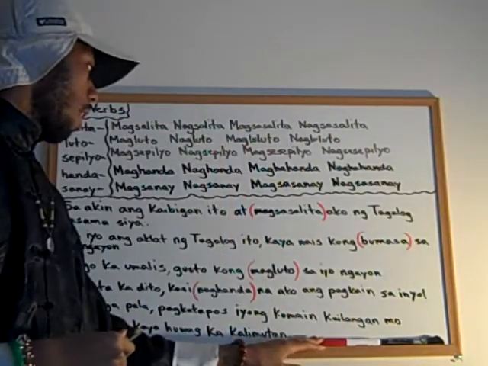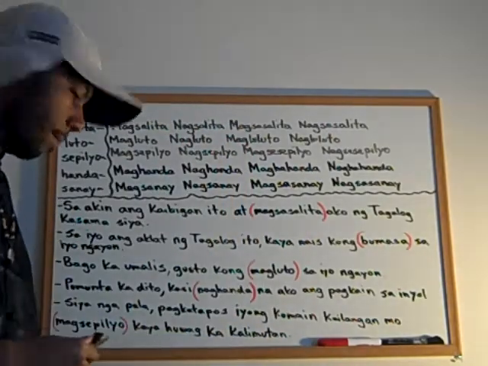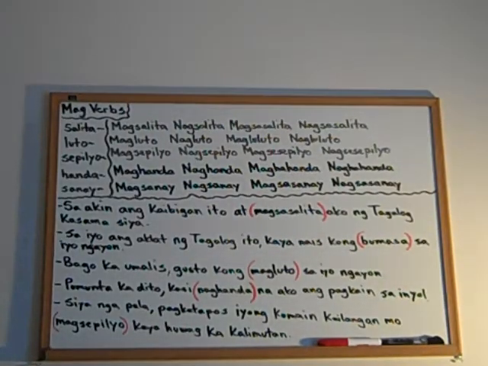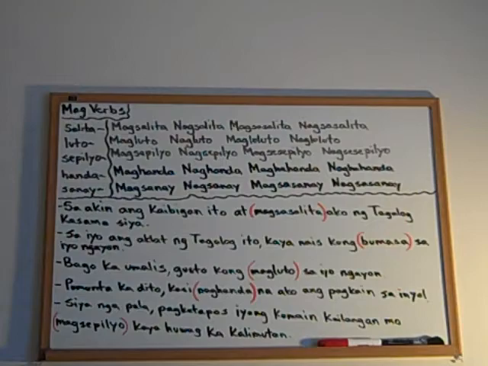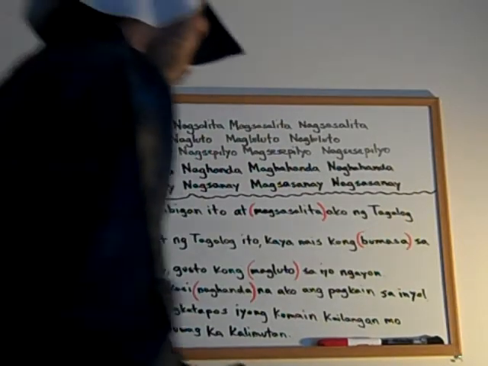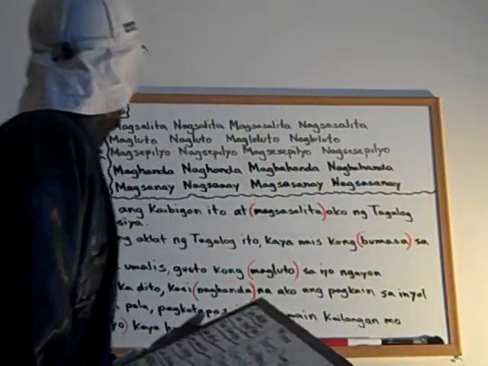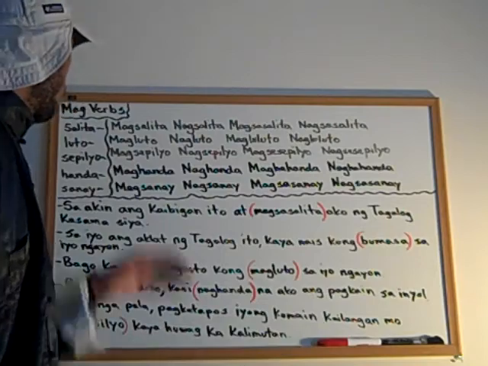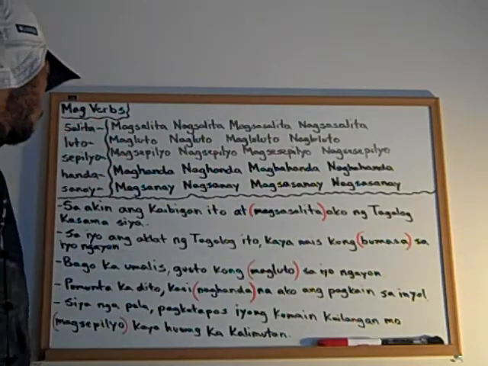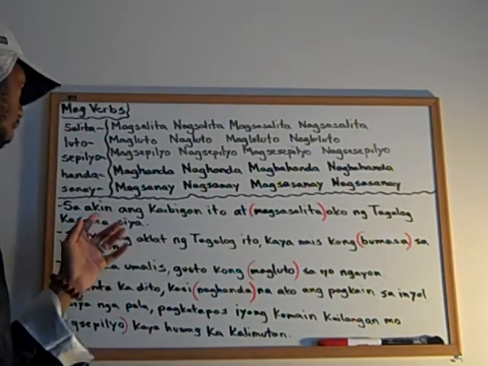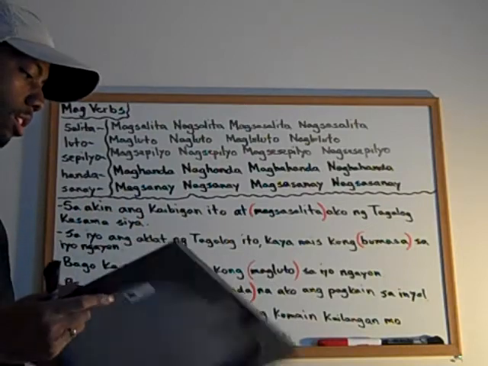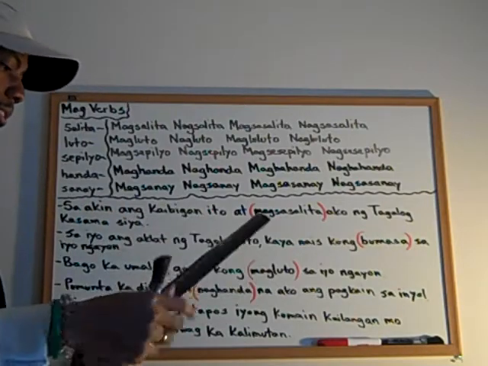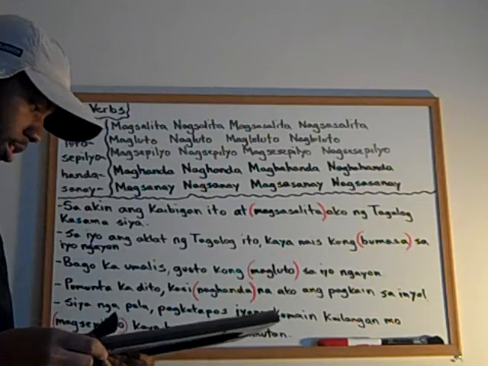So yeah, let me go ahead and get to it. All right, try to make this quick. So as I said, I'm going to talk about the Mag verbs. We have the Mag verbs here, and then we have some different possessions. Okay, a different way of showing possession.